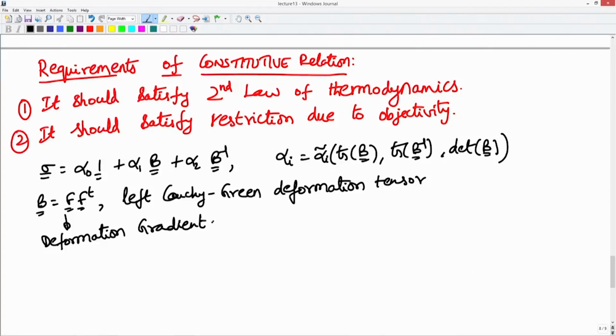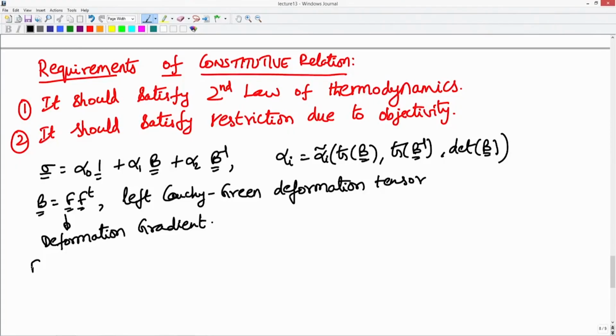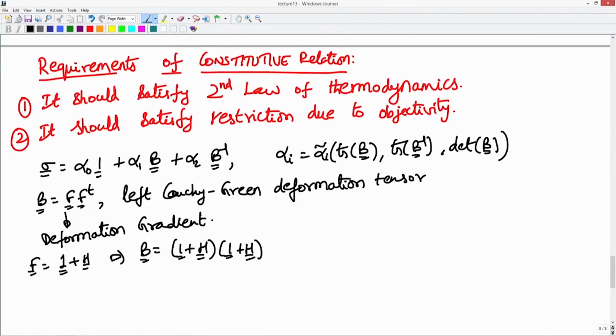Okay. Now just like we computed C in terms of epsilon, the right Cauchy-Green deformation tensor, let us compute what B is in terms of the displacement gradient. You know that F is related to the displacement gradient as 1 plus H, so B will be (1 plus H)(1 plus H transpose), which is 1 plus H plus H transpose plus H H transpose.